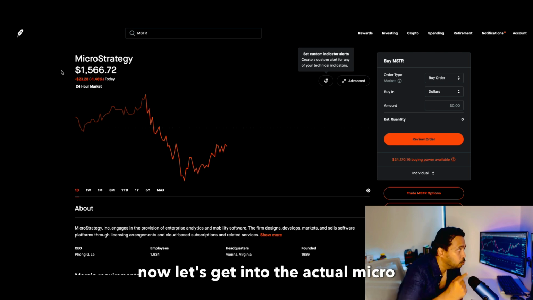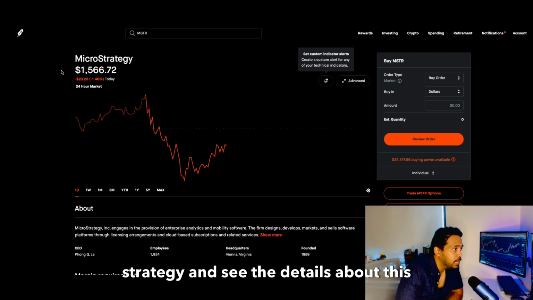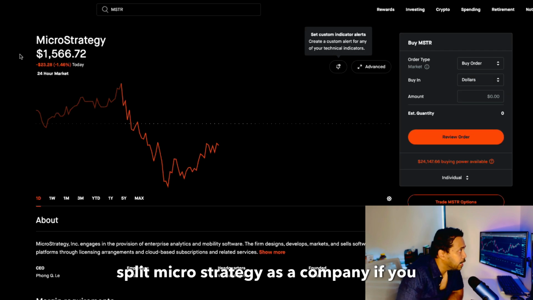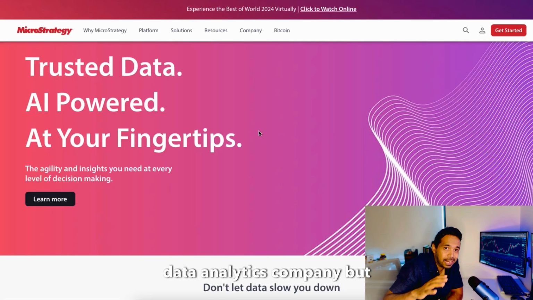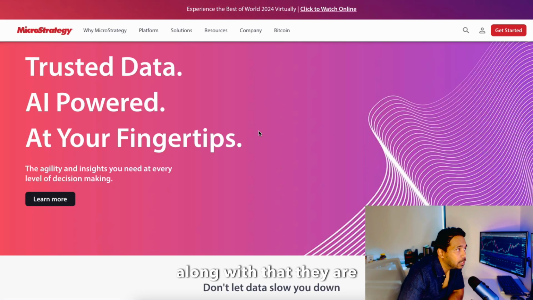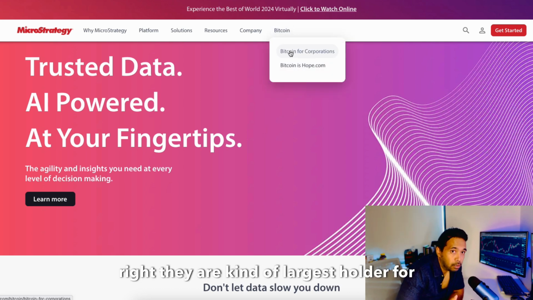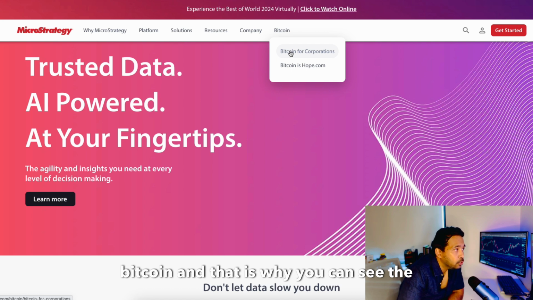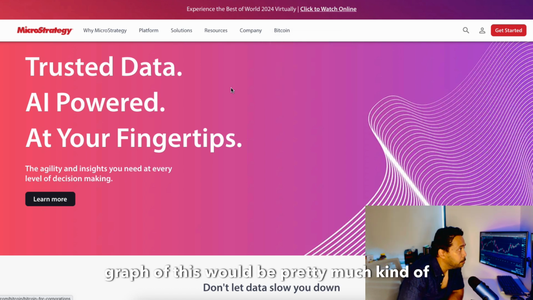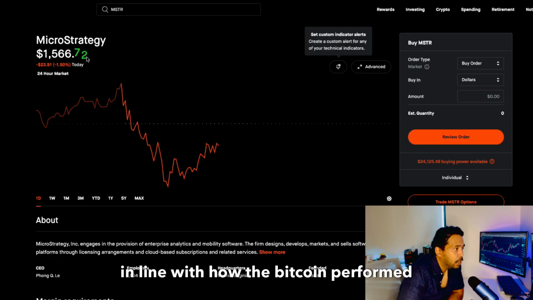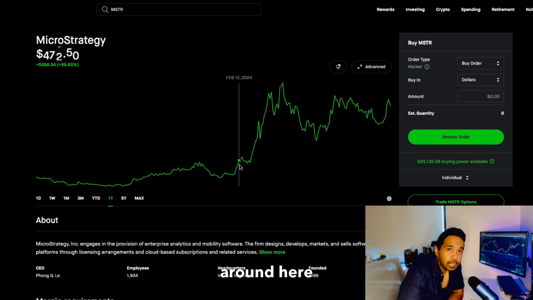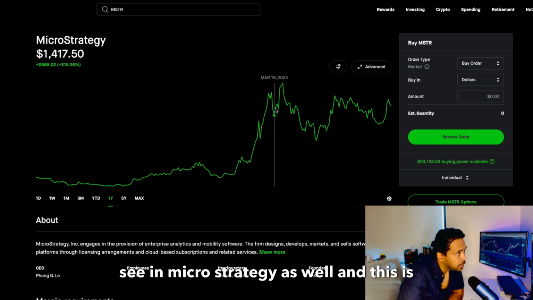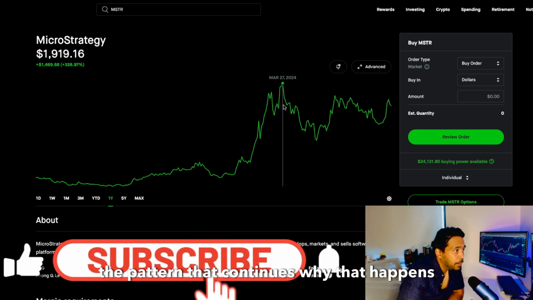And now let's get into the actual MicroStrategy and see the details about this split. MicroStrategy as a company is pretty much a data analytics company, but along with that, they are very big on Bitcoin. They are kind of the largest holder of Bitcoin, and that is why you can see the graph is pretty much in line with how Bitcoin performed. Bitcoin jumped, shot up around here starting this year, and you can see the same pattern in MicroStrategy as well. And this is the pattern that continues.